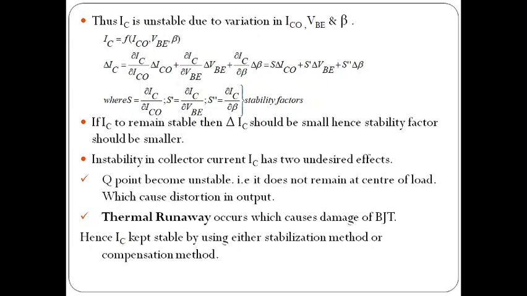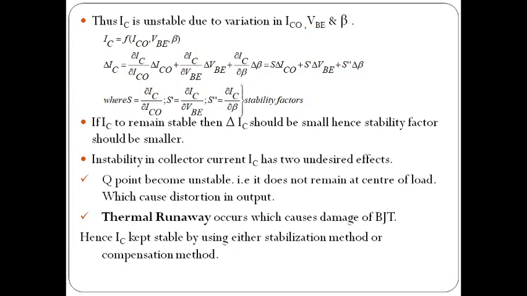Third one, dou IC by dou beta. The collector current is changing with respect to beta, so this is replaced with S double bar into delta beta. So S, S bar and S double bar are defined as: S equals dou IC by dou ICO, S bar equals dou IC by dou VBE, and S double bar equals dou IC by dou beta. These three are called stability factors.